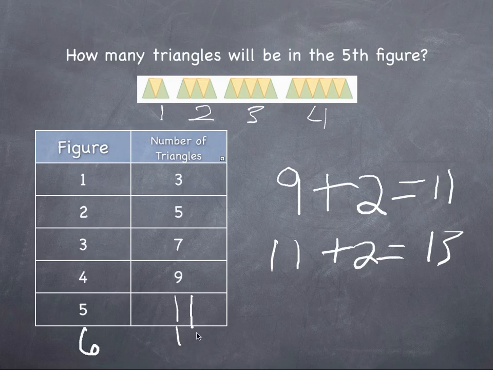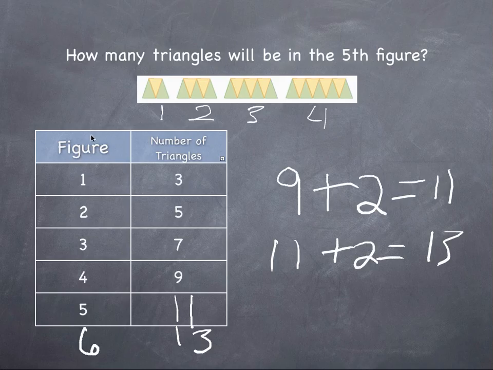So I would end up with 13 triangles in the 6th one. Looking for the patterns, you're comparing the figure numbers and each of the shapes. Once again, in figure 1 there's 3, in figure 2 there's 5. Taking a look, there's 2 more triangles each time. As I add 1 more figure on, I get 2 more triangles each time.